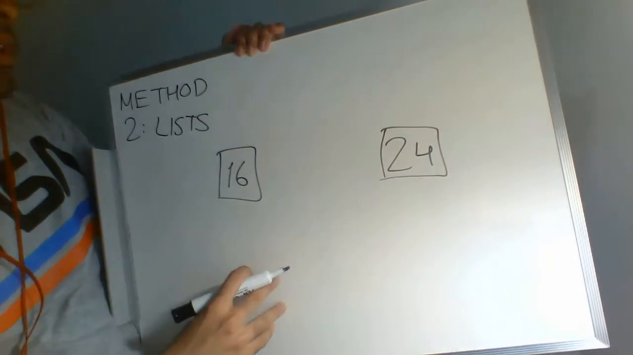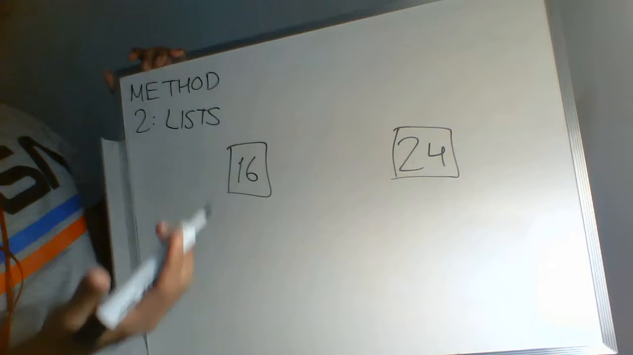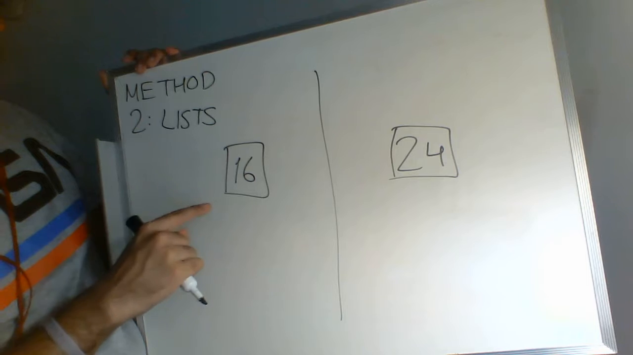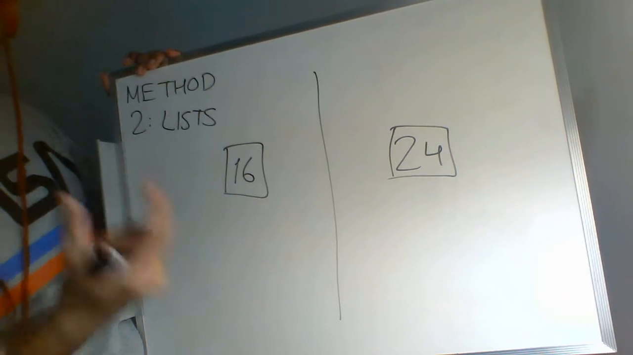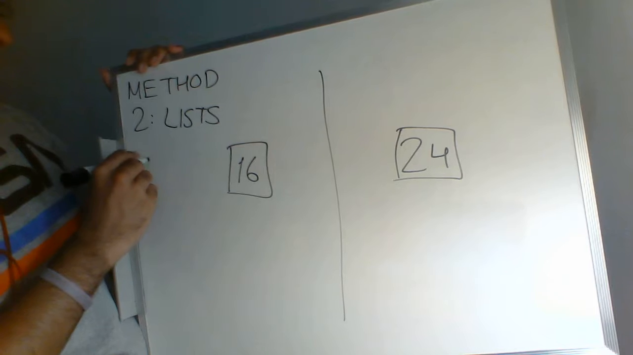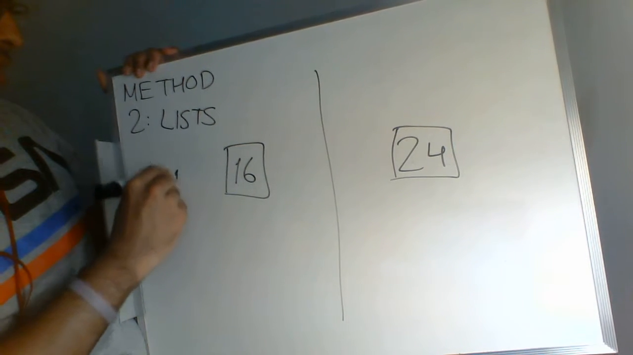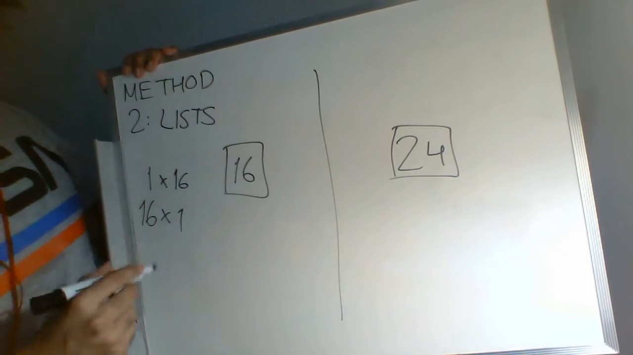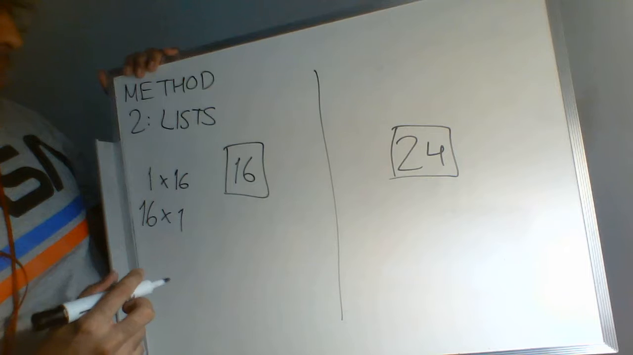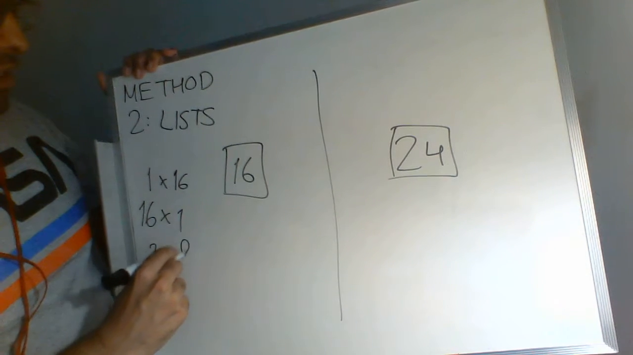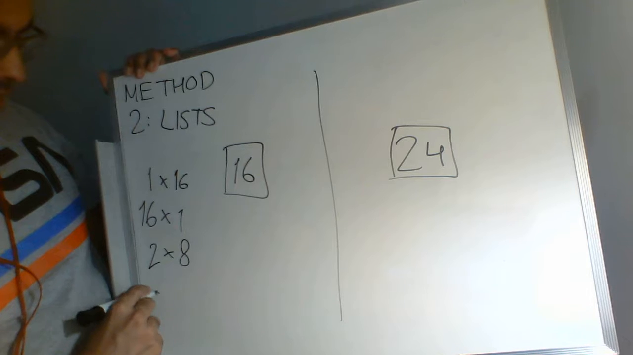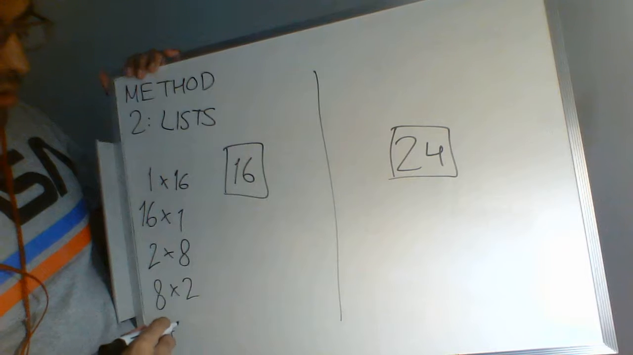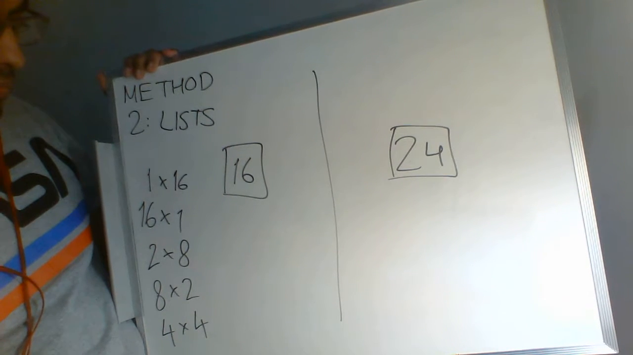Same problem as before. So the way you can do that is if you look at this 16, you just sort of think about how many different things can I multiply together to give me 16? How many pairs of numbers can I multiply together to get 16? So for example, I could do 1 times 16 would give me 16, right? I could also do 16 times 1, that's also valid. We could do 2 times 8 would give us 16, and if we wanted to flip that, we could do 8 times 2, right? And then lastly, we could also do 4 times 4 to give us 16.